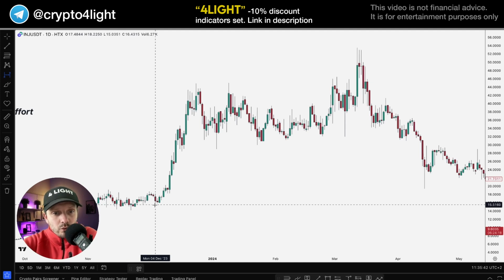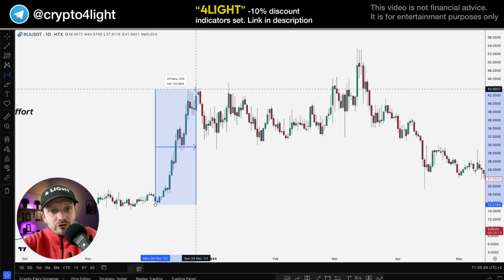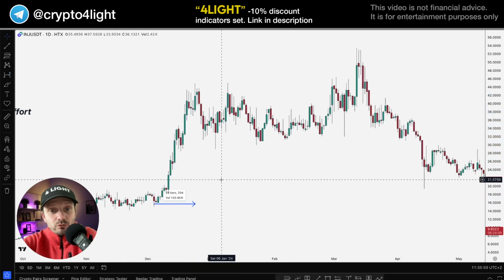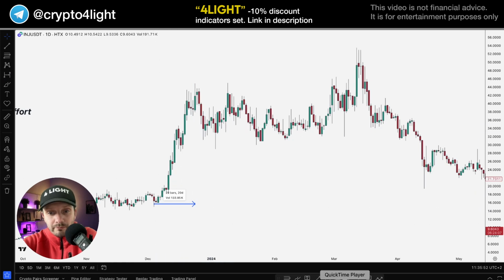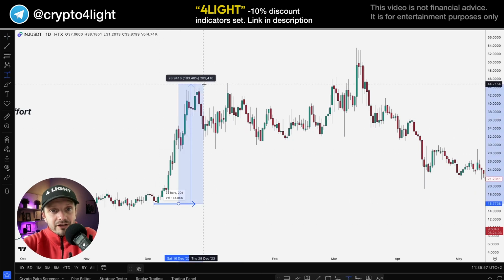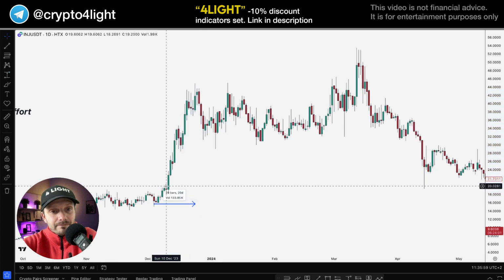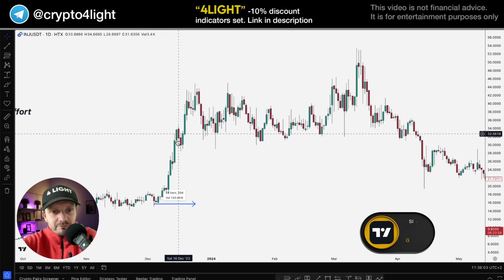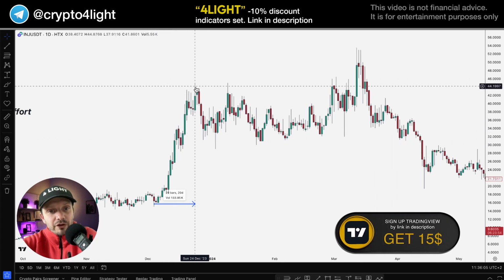Take a look. From this lowest point where we start the impulse to the top, it took us just 20 days. So we moved an average of like 183%. We pumped it in just 20 days with some small pullbacks, of course. After that, we go into correction.